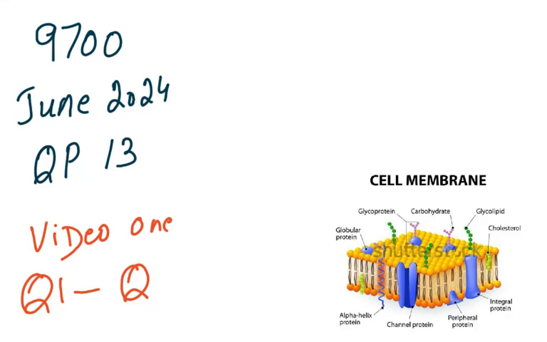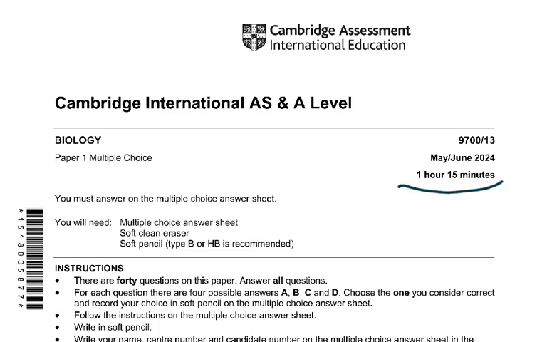Bismillahirrahmanirrahim. 9700 June 24 question paper 1-3, and this is the first video on that paper. The paper is for 1 hour 15 minutes. Before 2022 it used to be 1 hour. Now it has increased to 1 hour 15 minutes because the paper is much more difficult now.